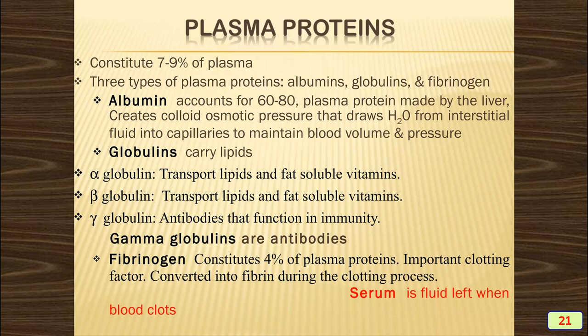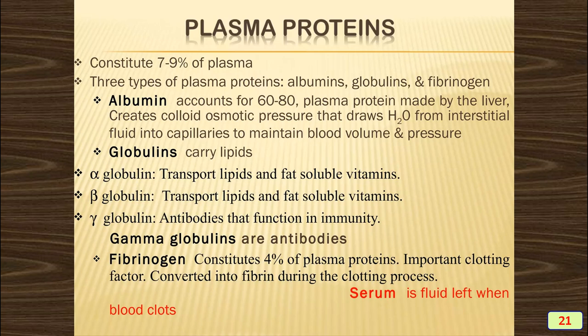Whereas albumin accounts for 60 to 80% of plasma protein and is made by the liver, which creates the colloidal osmotic pressure that draws water from interstitial fluid into the capillary system to maintain the blood volume and also the blood pressure. And globulins carry the lipids. Apart from this, alpha globulin, beta globulin, and gamma globulin are the three important globulin components.